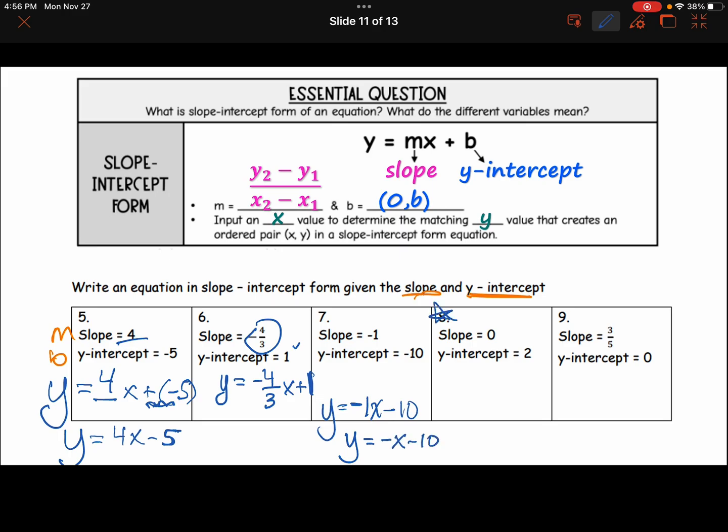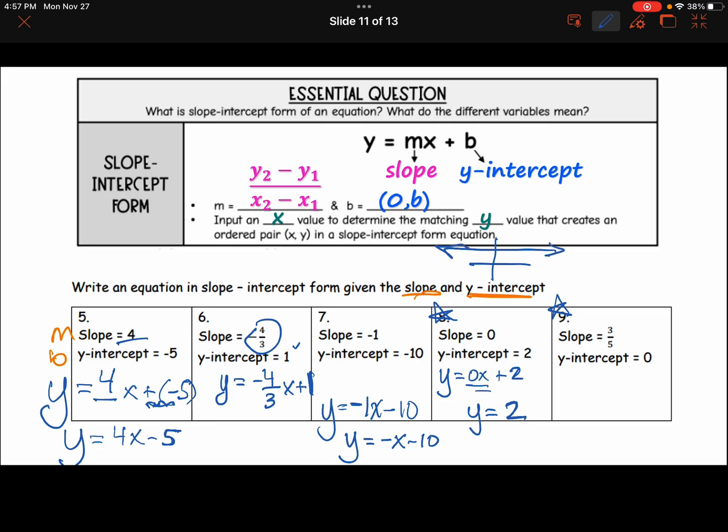And put stars on 8 and 9. Anytime zeros are in there, that kind of messes things around here. You would have y equals 0x plus 2. And we would not need to leave 0x there, so that would be y equals 2. Hopefully everybody remembers what kind of line y equals 2 is. That's a horizontal line at 2.